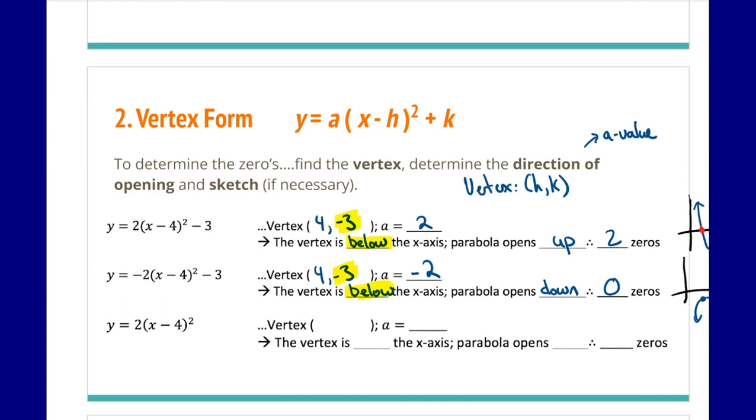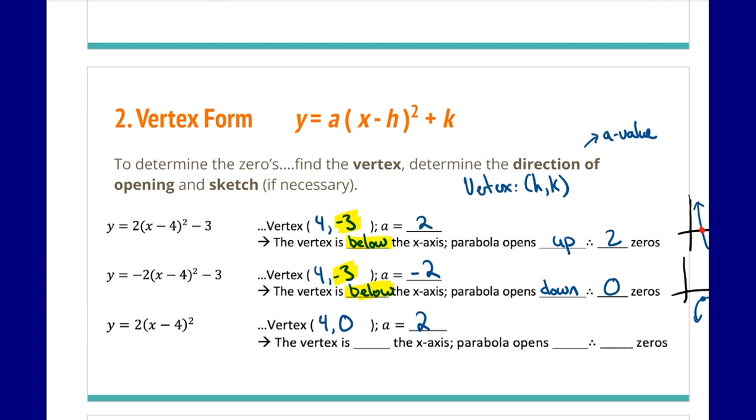If we look at the next one, the vertex is 4. And because I don't have a k value, the k value is going to be 0. I don't see anything added or subtracted here, right? So you could say it's minus 0 or plus 0. That's the only number that you can add or subtract, and it doesn't have to show up. The a value is back to being 2, or positive.